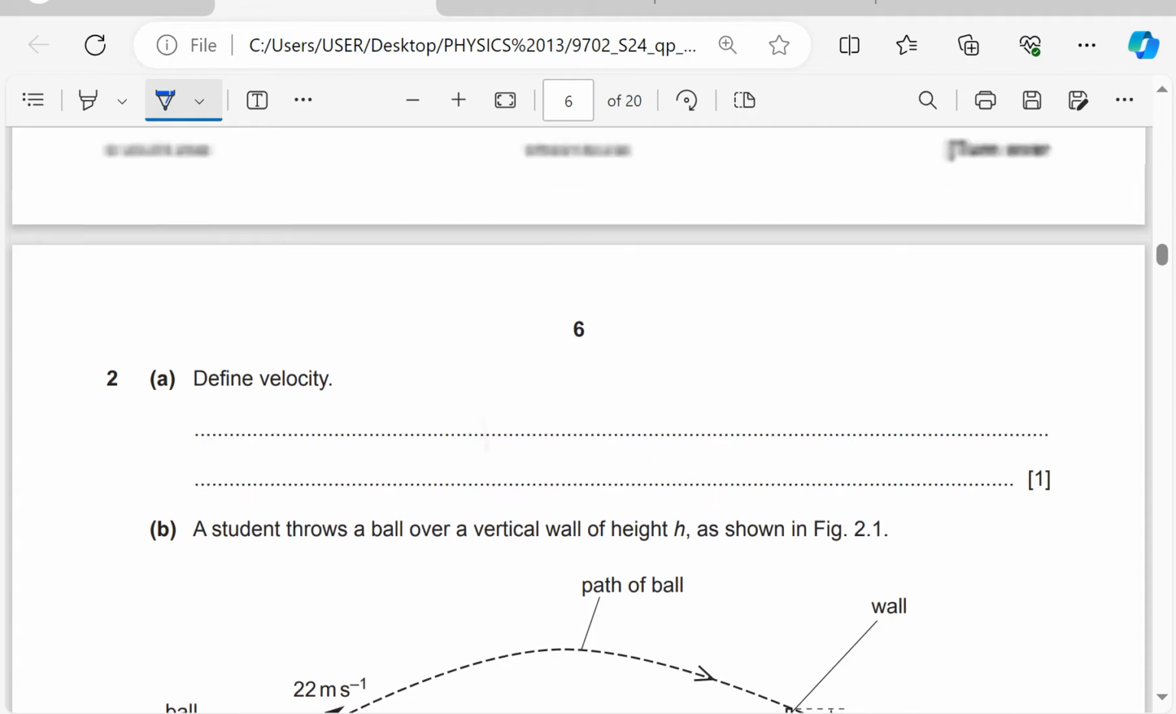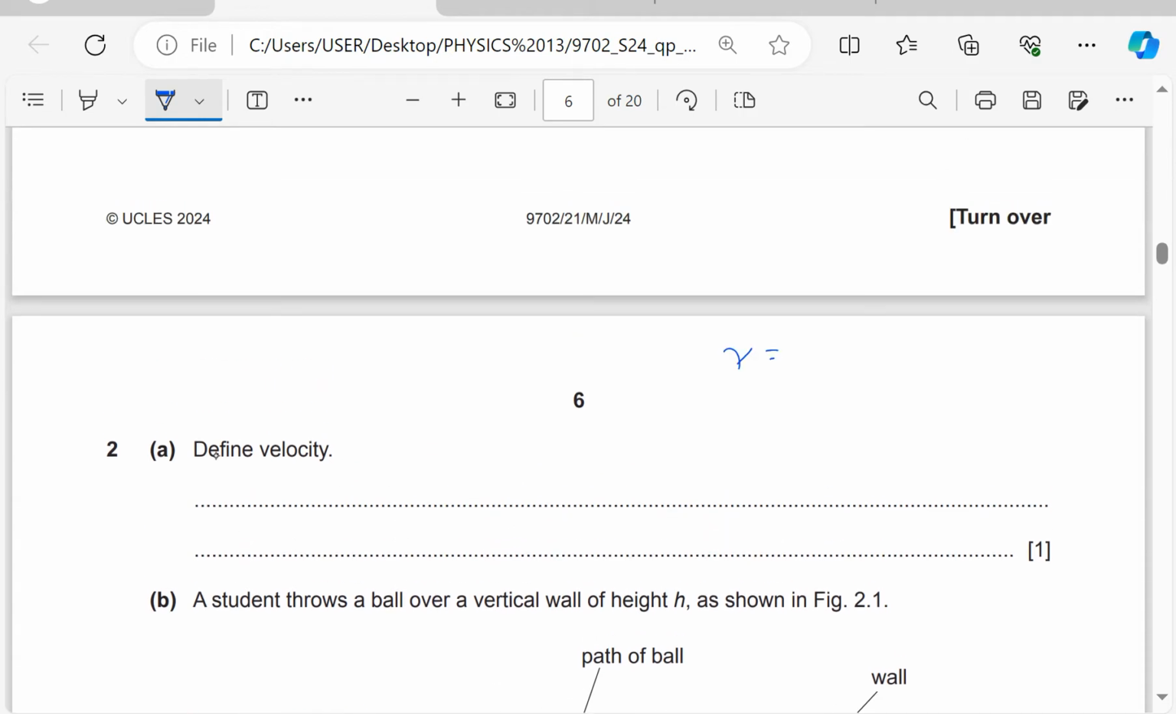So define velocity. We know that velocity is the rate of change of displacement, that is the change in displacement over time. So I can simply say the velocity is the rate of change of displacement. Now, many times students who are struggling with the English language will say rate of change of displacement per unit time. That means again they are dividing this by time, so time cancels out. So you can't say rate of change of displacement per unit time.